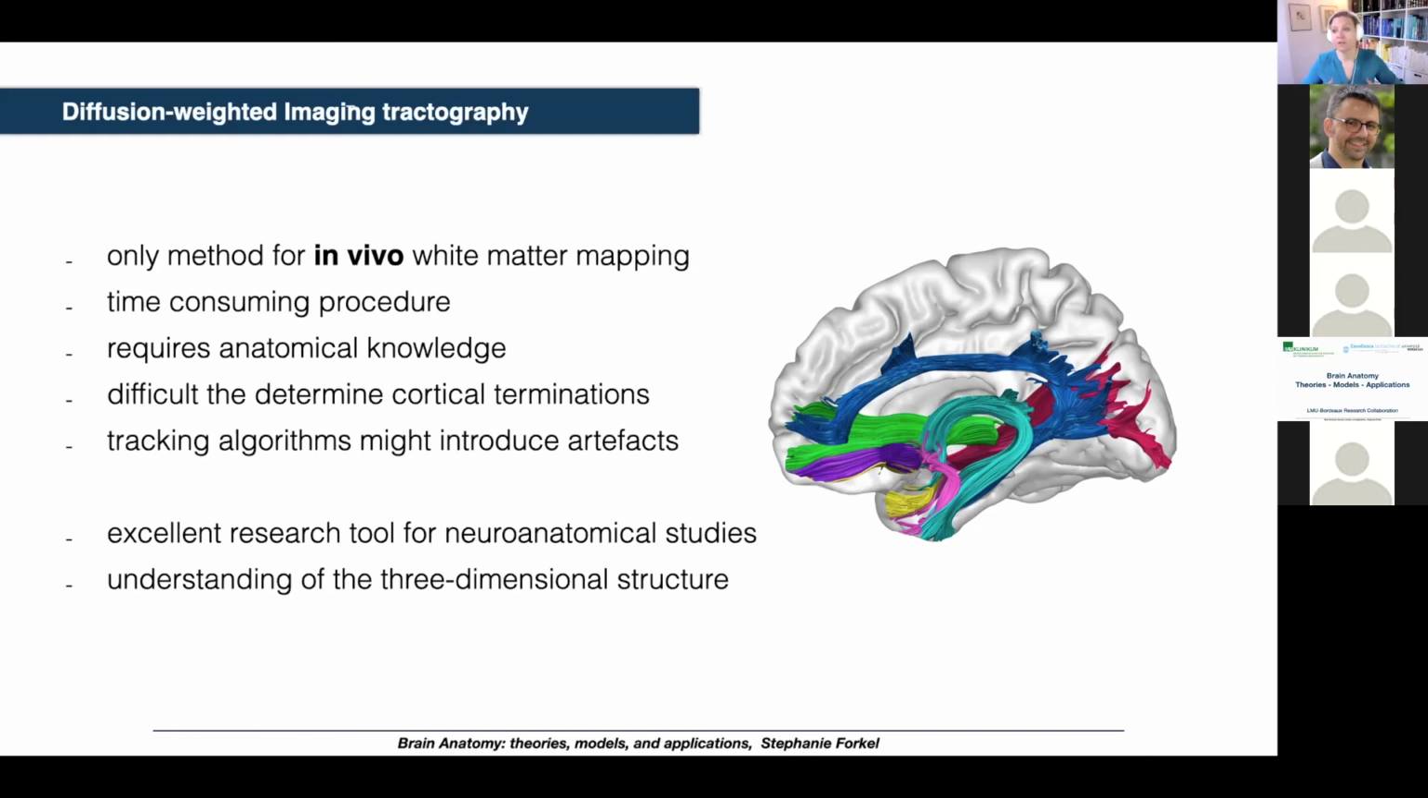And also there's a big methodological push to do tracking close to the cortex or even into the cortex. Again, depending on the tracking algorithms we use, we might be prone to produce artifacts, and I'm going to show you a lot of examples of that later on. Tractography overall is an excellent research tool for neuroanatomical studies and a wonderful tool to learn your 3D anatomy.